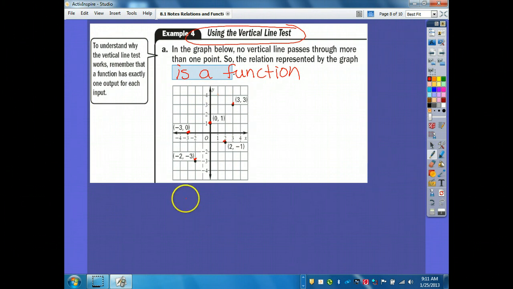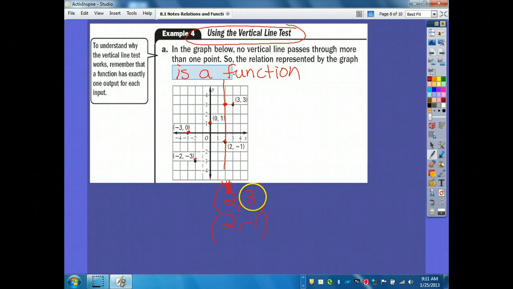Now, I could have 2 and 3. That's fine. Okay, so here's 2 and 3. If I plotted that, then I'd have more than one point, and this one's 2 and -1. See how it would fail then because I have 2 x's? That fails, so it wouldn't be a function if that was added on there.